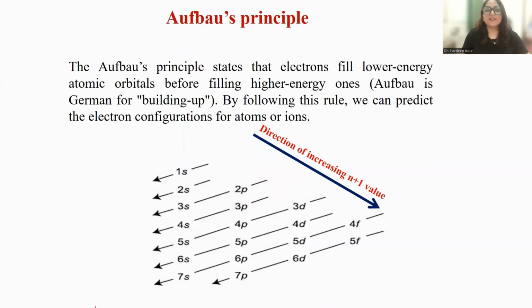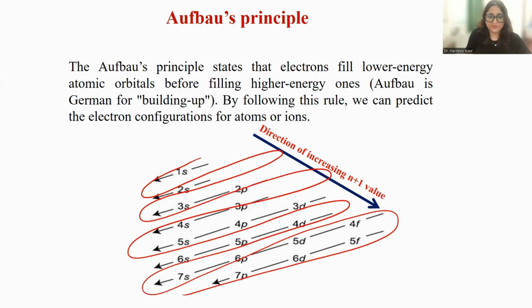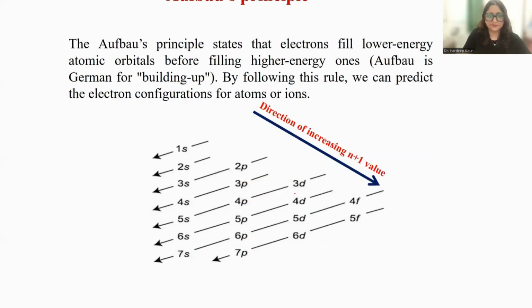Now you can have a glimpse of the Aufbau principle. According to the Aufbau principle, electrons fill first in the lower energy atomic orbital before filling higher energy ones. And then after that, you can go for the pairing of the electrons. So it is something like 1s, 2s, then it goes like this, energy wise. That means 4s has less energy than 3d. This is how these exceptions are there.